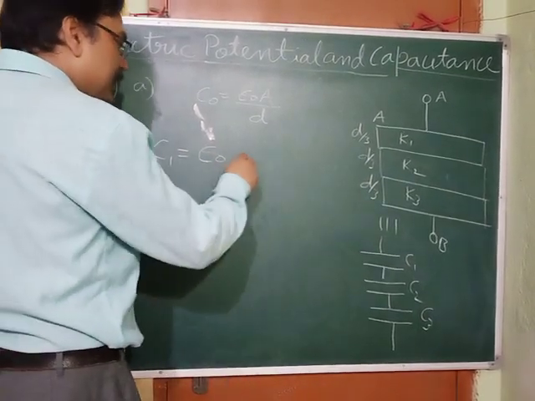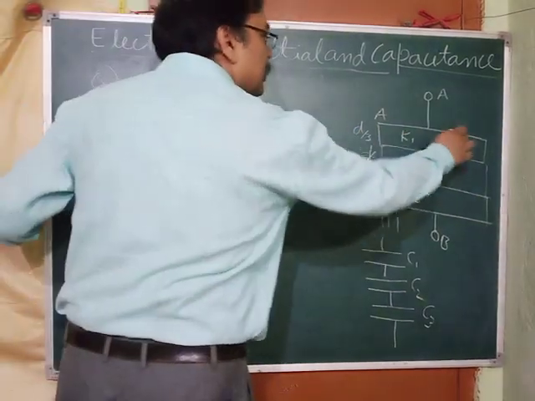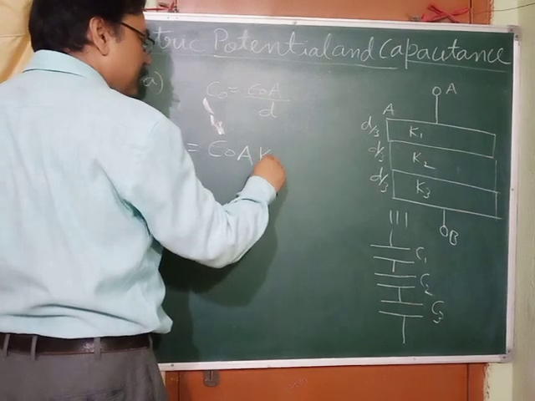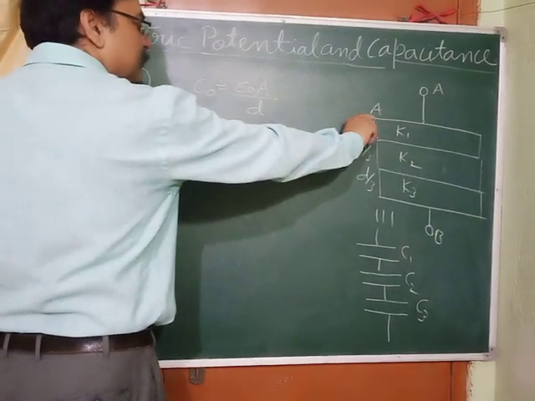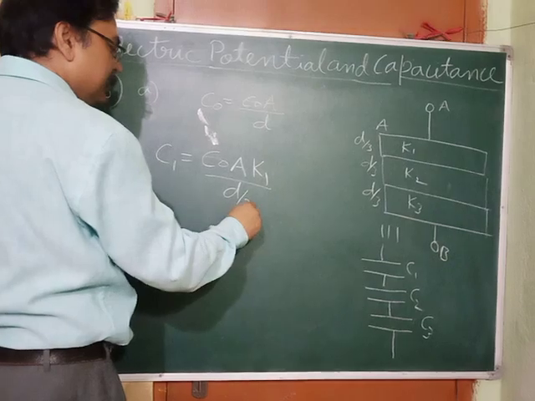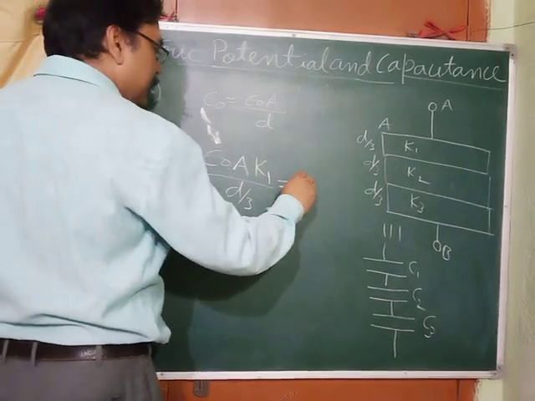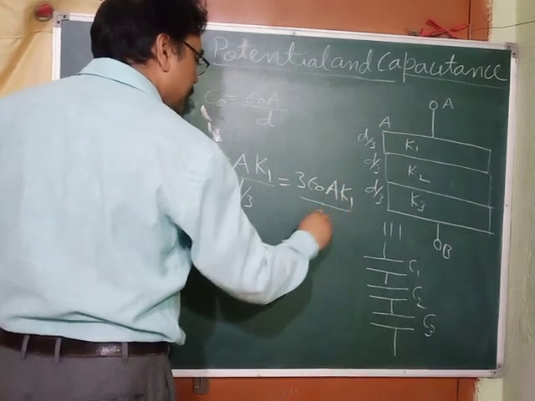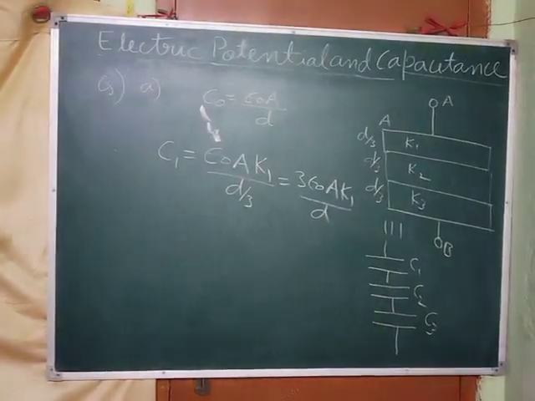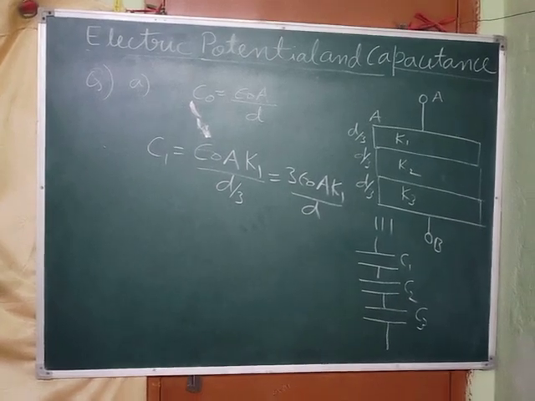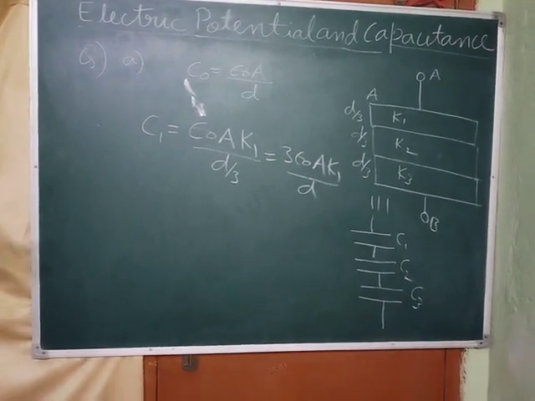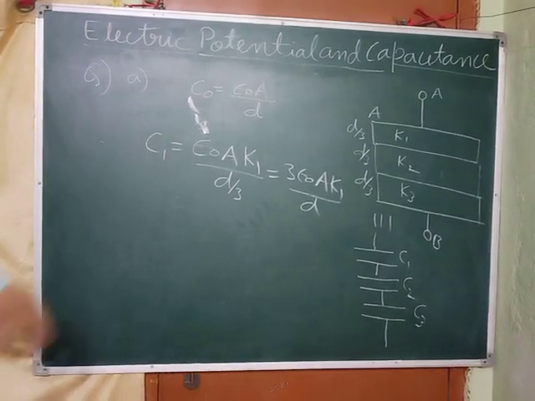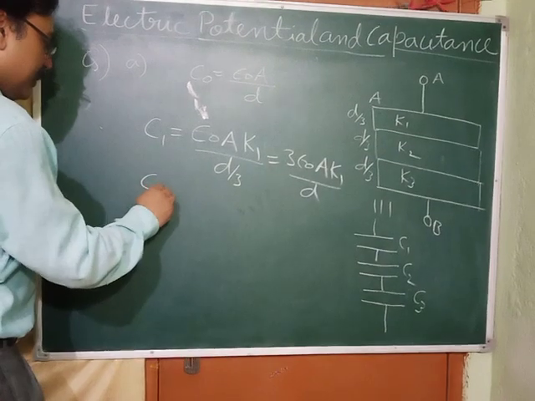The area they are covering is A. This slab is covering area A. What is the dielectric constant? It is K1. What is the width? That is d by 3. So what will you get? You will get 3 epsilon naught A K1 by d. Any doubt in this? No, because epsilon naught A K by d, that we know very well. But d is not the separation, d by 3 is the separation, and K is not the dielectric constant, it is K1. Now for the second one, what can we write?